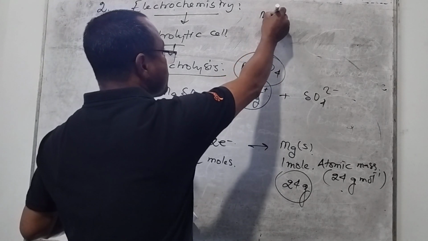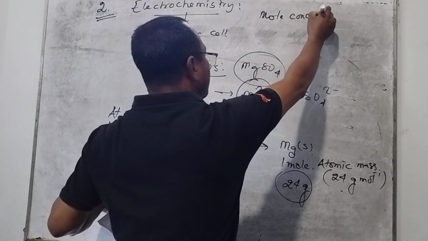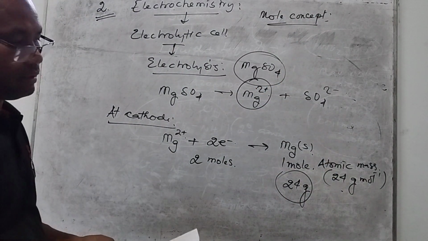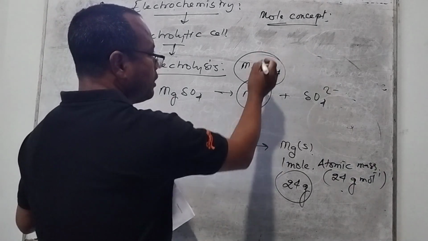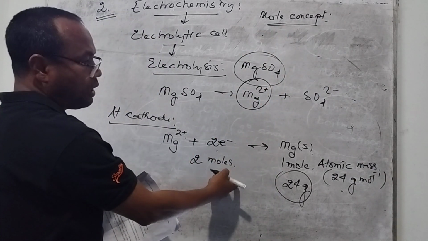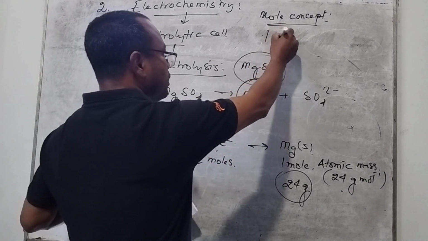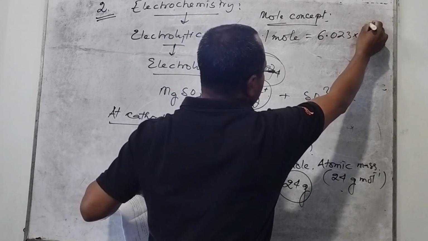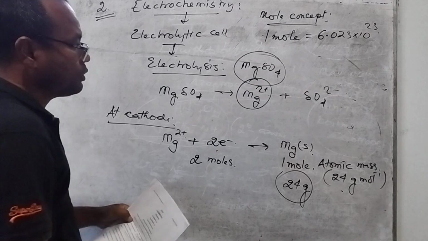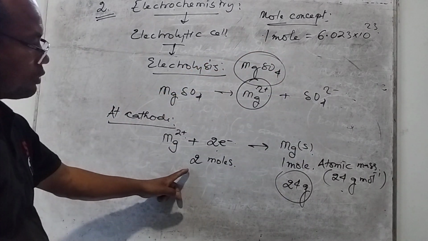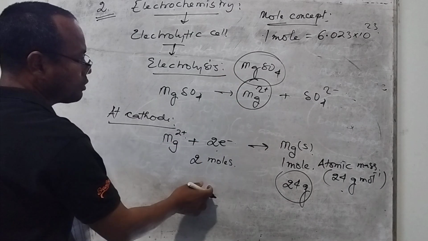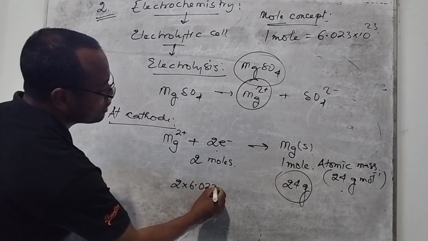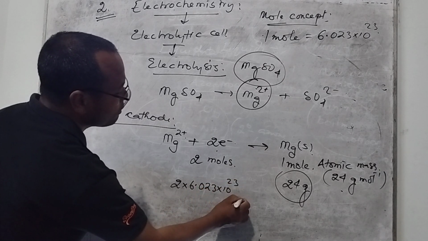Do you remember the mole concept? By the mole concept, we find out the numbers. How many electrons are in 1 mole? It should be 6.023 into 10 to the power 23 electrons. So here, 2 moles of electrons means 2 into 6.023 into 10 to the power 23 electrons.